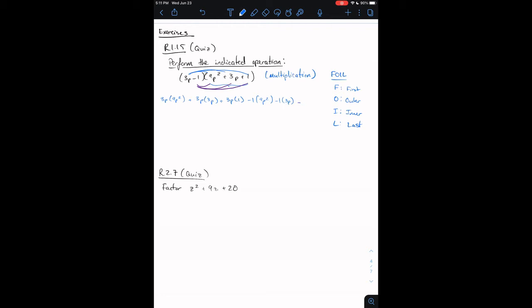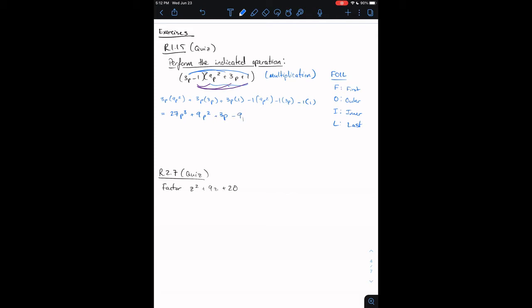Good. -1 times 1. All right, so now I do the multiplication just term by term. I have 3 times 9 is 27. P times p squared is p cubed. Then I have 3 times 3 is 9. P times p is p squared. 3p times 1 is just 3p.